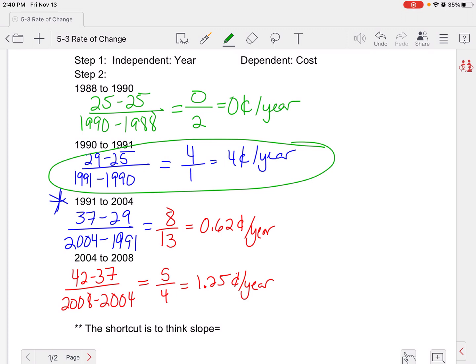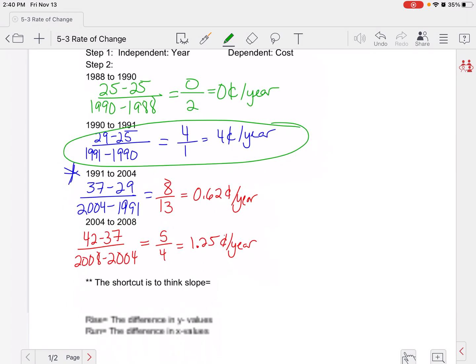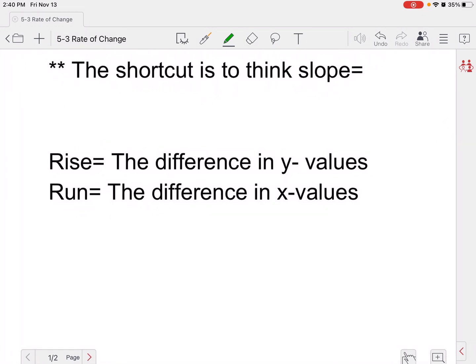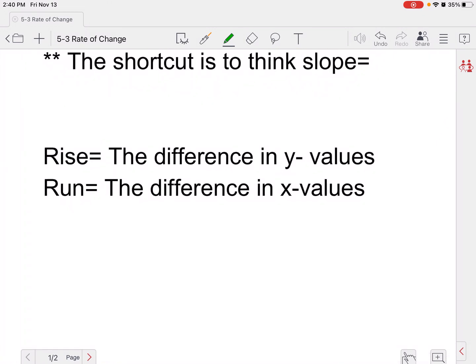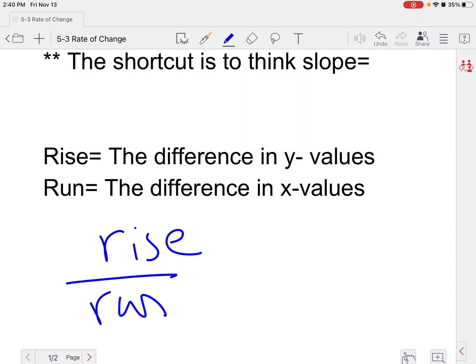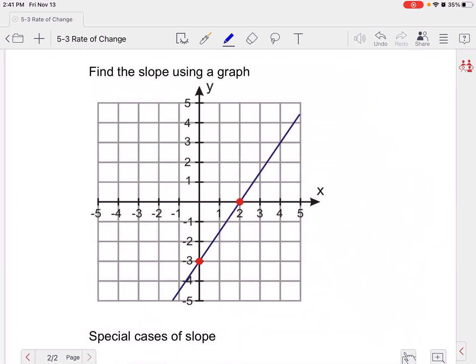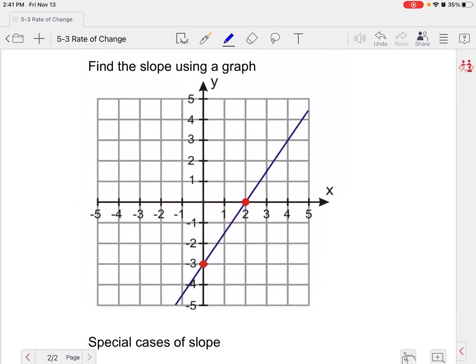Okay. All right. So a shortcut is to think of slope, okay? And we have these words here, and the rise means the difference in the y values, which is the change in y we talked about earlier. So it's rise over run. So the difference in the x values is the run, which is why the run is on the bottom. So we have rise over run. Okay, so remember that. Okay, so now we can find the slope using a graph.